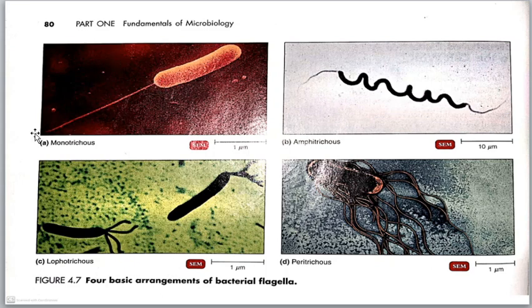Okay, so you have this. Monotrichous, isa lang at one end. Amphitrichous, 1 per one end. Okay, left and right. And then you have the Lophotrichous, more than 1 or more than 2. Okay, pwedeng makita on both sides or sa isang side lang. And then you have the Peritrichous. Okay, the flagella is found all over the surface of bacteria.